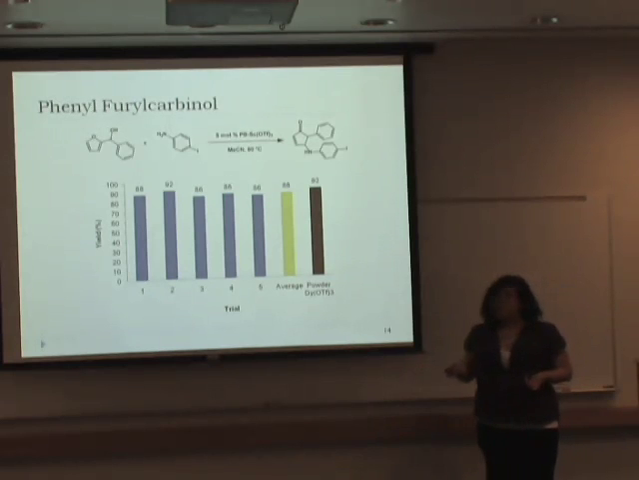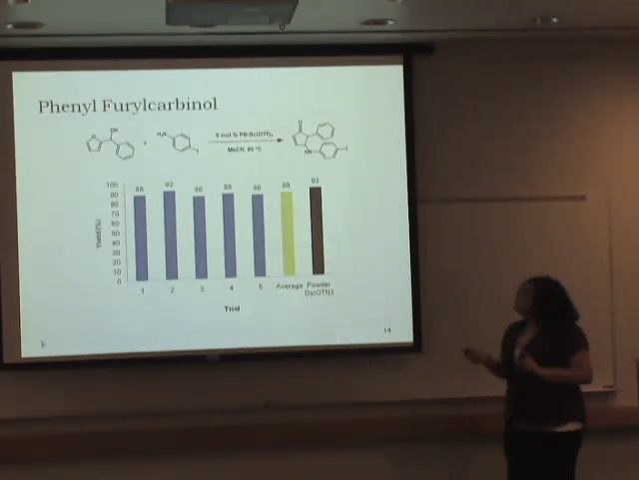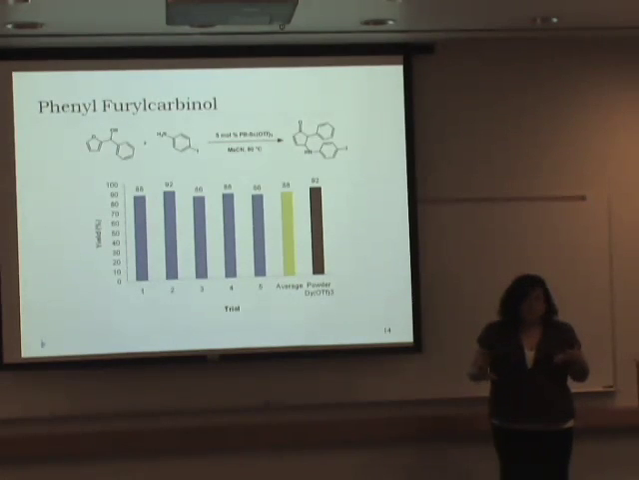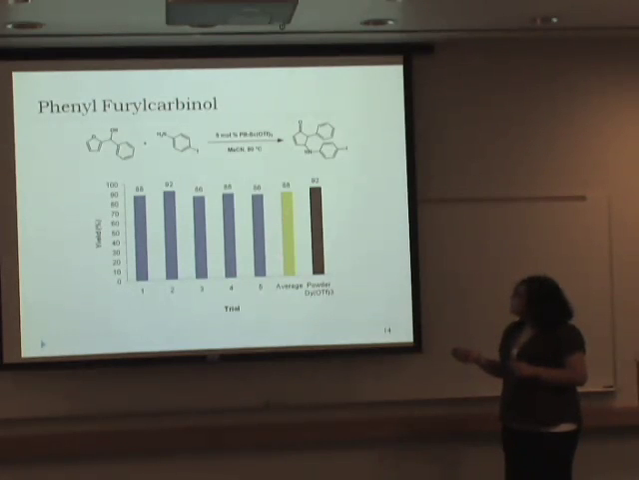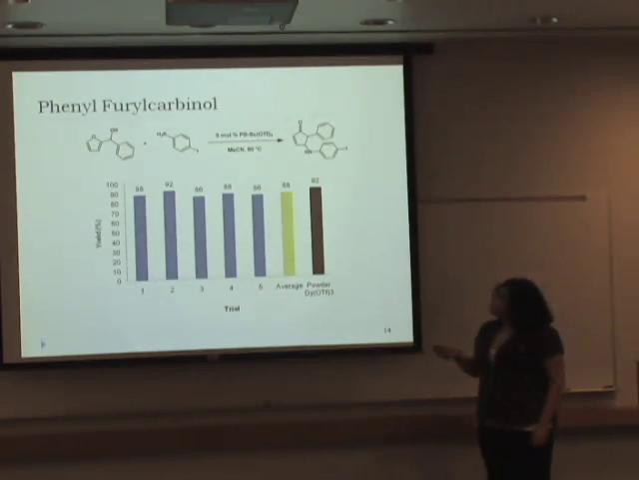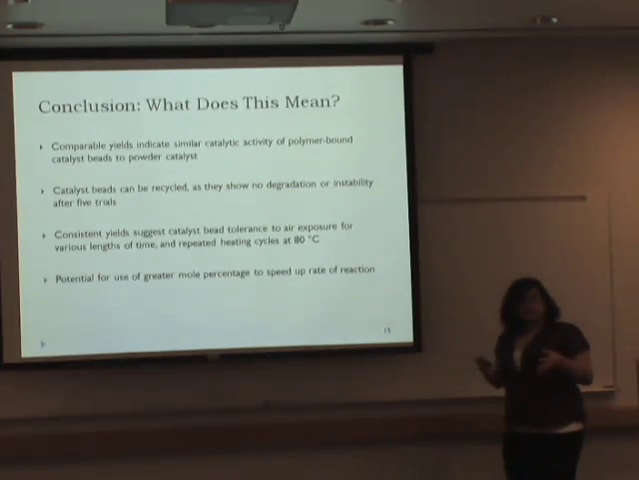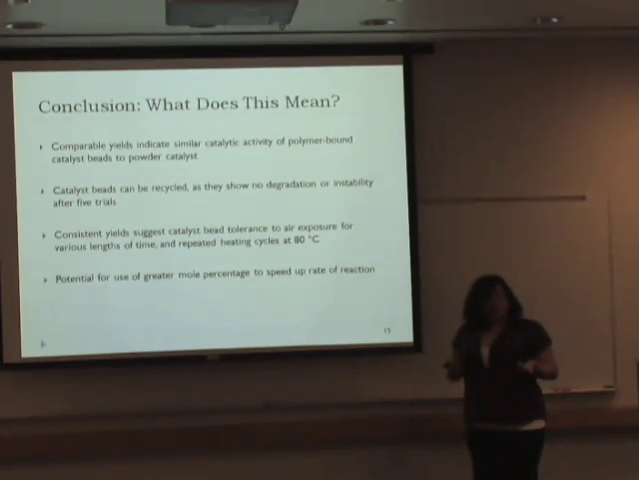With the phenylfurocarbinol, I also saw consistent results, but notably here, I ran these reactions at 80 degrees compared to the other one, which was only at room temperature. And so what these results suggest to me a little bit further is that the beads withstood some heating cycles. And so again, you see here that 88% and 92% between the average of the polymer-bound and the powder catalyst is quite comparable. And so what I concluded from all these results was that the yields are comparable, and the activity of both forms of the catalyst is similar.